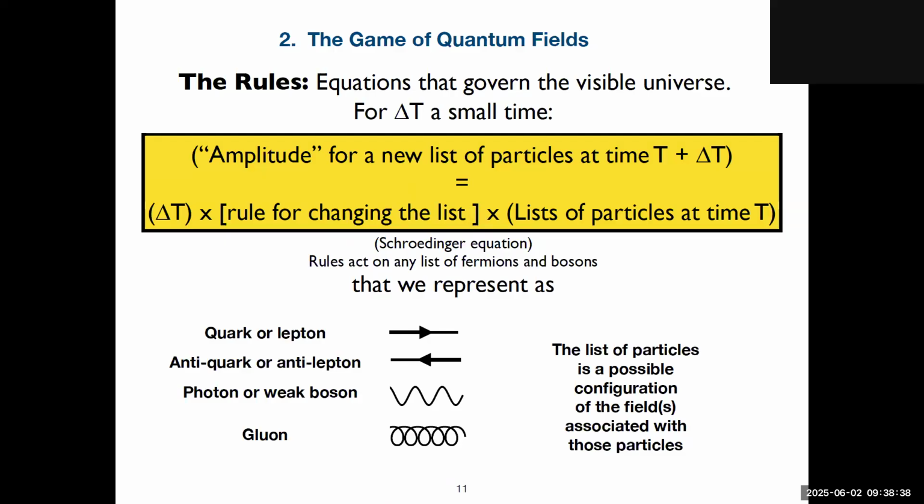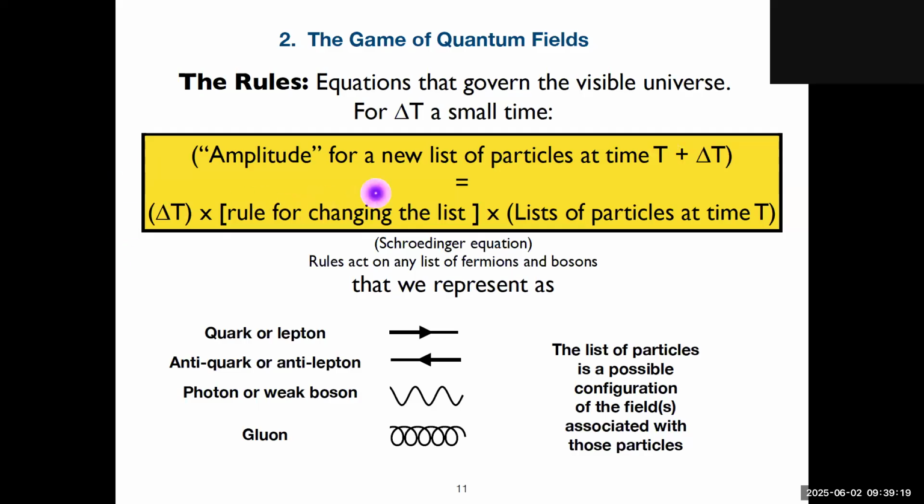And it says, well, really, you start out with an amplitude. If you have a list of particles describing your picture of the universe or some part of the universe at time, say capital T, and you'd like to know the amplitude for having a new list of particles at time T plus delta T, what you do is you take the original list and you act on it with a rule for changing the list, and you multiply by delta T. So if you divide by delta T on both sides, you can turn this into a differential equation.